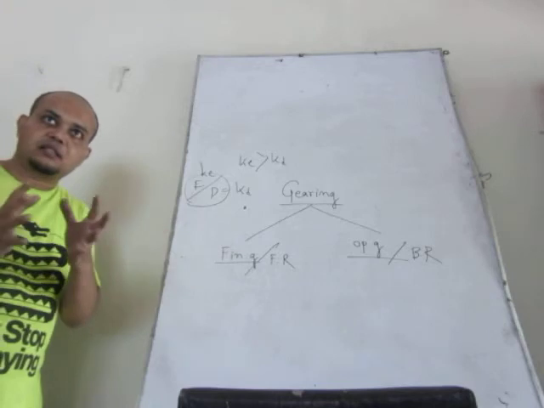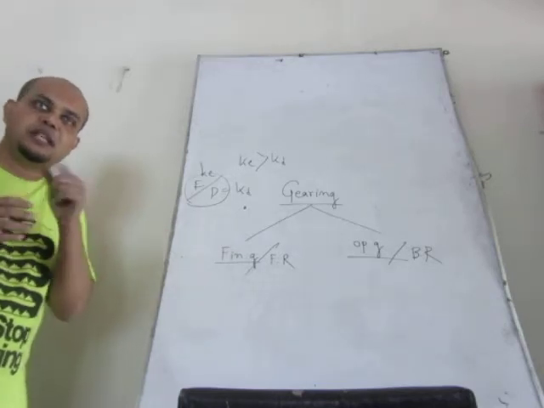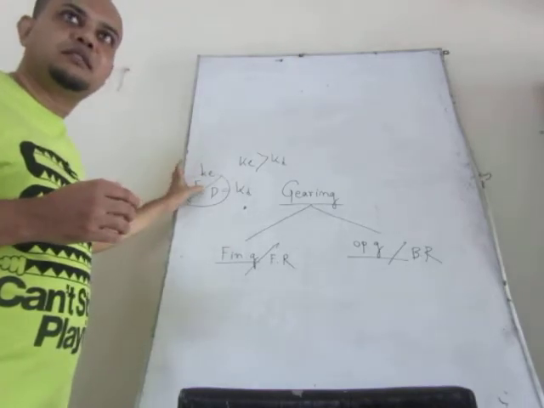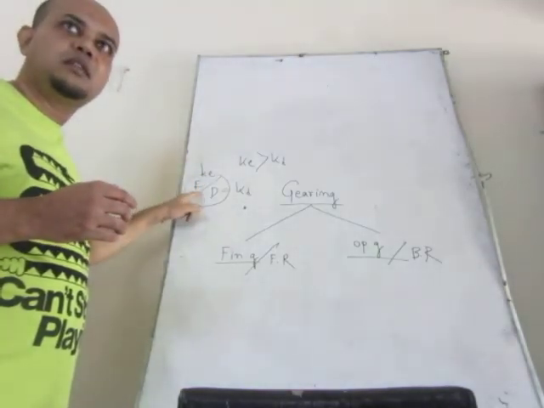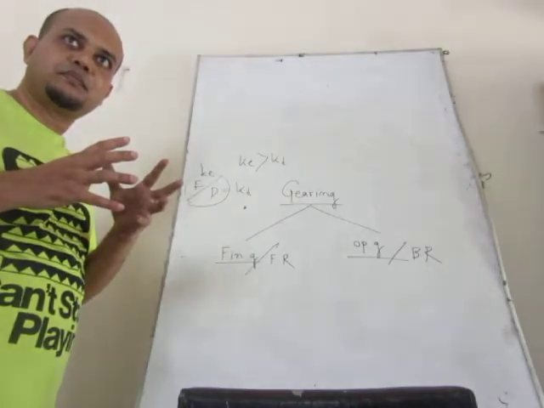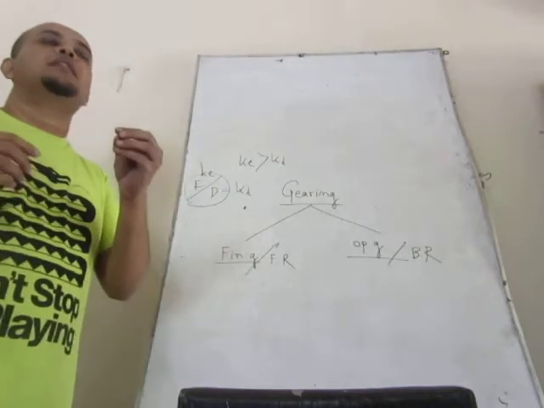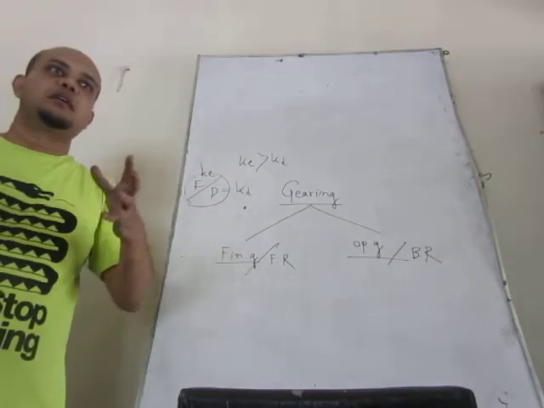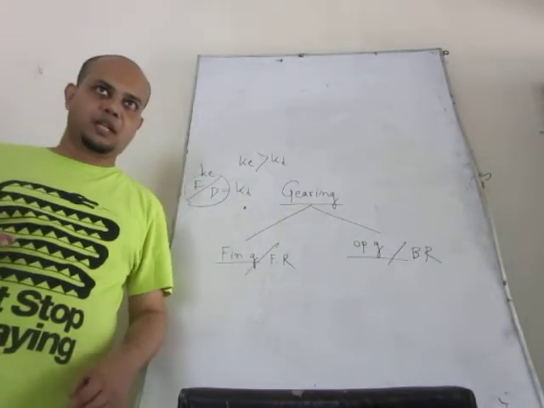If gearing is less, what does it mean? That means the company is building its capital through equity, more than debt. That's why gearing is less. Clear? So gearing means the extent to which the company is depending on debt to build up its capital structure. Clear? Okay.